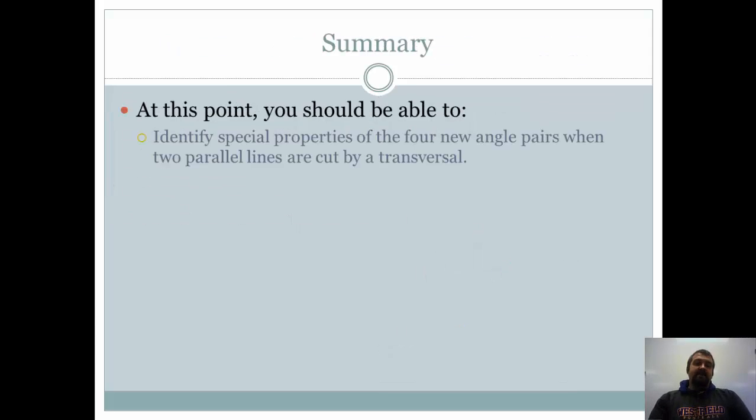At this point, you should be able to identify special properties of the four new angle pairs when two parallel lines are cut by a transversal. This is really it. If I see two lines being parallel and they're cut by a transversal, I now have four different things I can pull in my back pocket and say are true. That's corresponding angles are congruent, alternate interior angles and alternate exterior angles are congruent. And last but not least, the consecutive interior angles are supplementary. That's all just by looking at a diagram and seeing it. So next time.